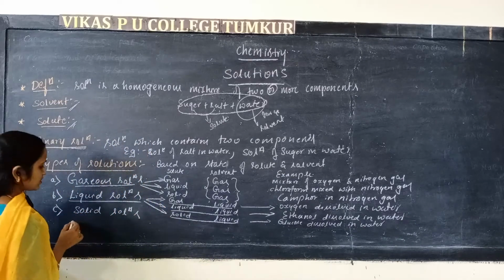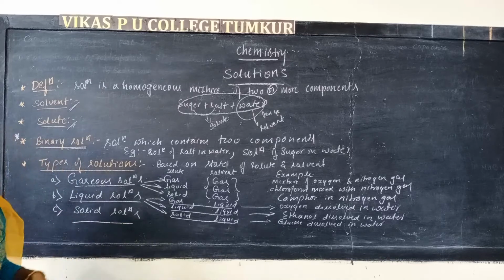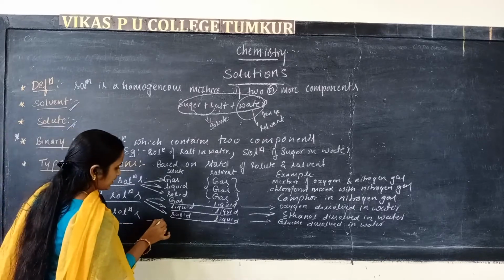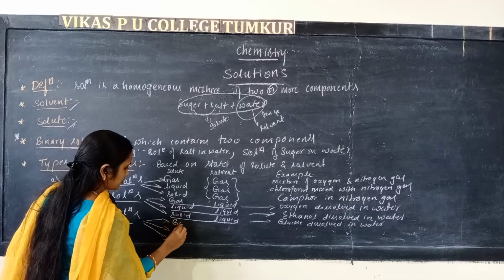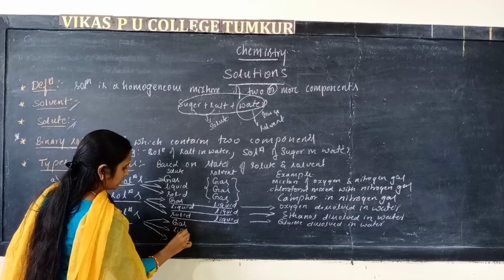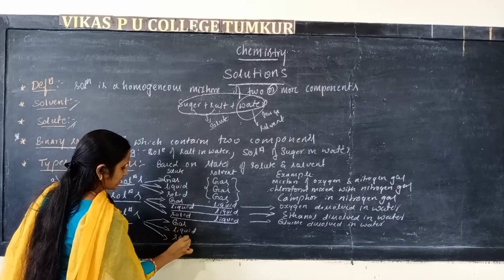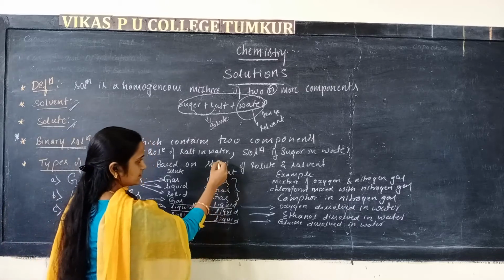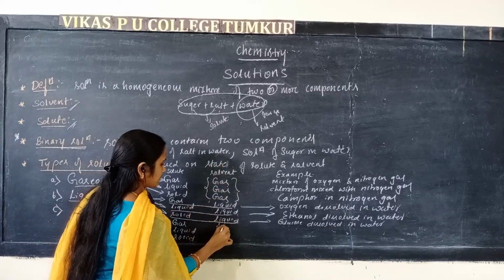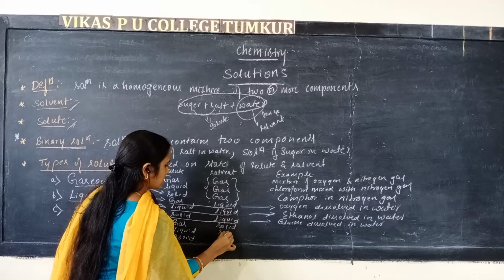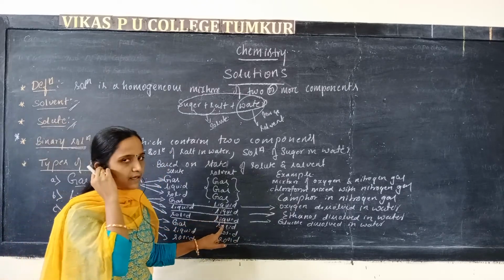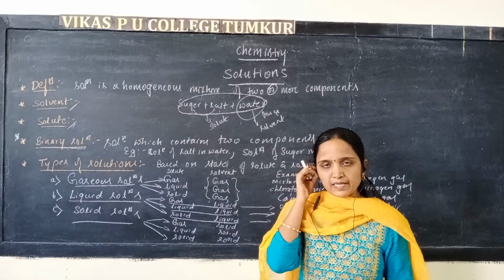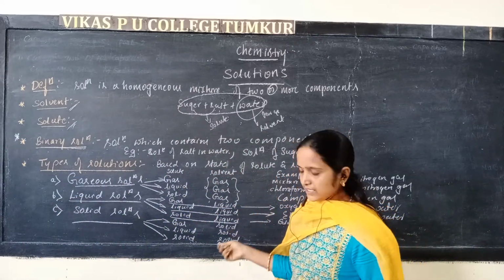Again comes the last, that is the solid solutions. Again there are going to be three types. The solute is gas, liquid and solid. In all three cases, the solvent is solid. We will discuss: the solute should be gas, the solvent should be solid. That is, one is where the solute is gas, then the solvent is solid.